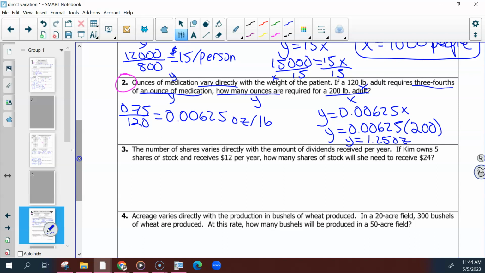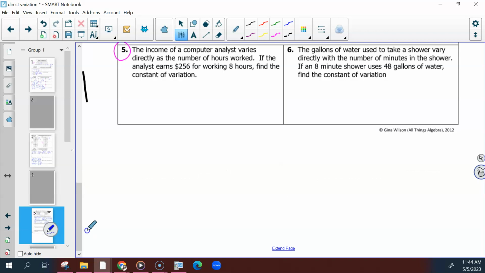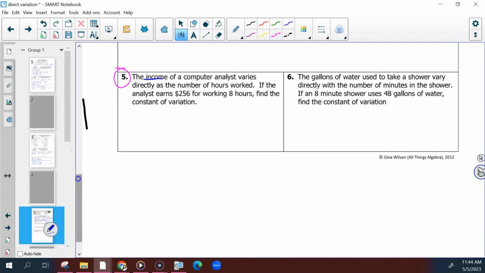We're going to do one more on this page, number 5. What is your x? What is your y? Say that one more time. Income is y, okay? So that means number of hours is x. We have a y value. We have an x. What are we looking for?